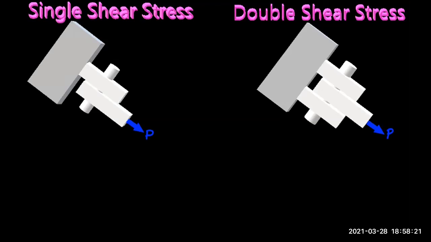Hello everyone! Today we're going to talk about the two different types of shear stress, single shear and double shear. In the figure on the left, we can see an example of single shear.